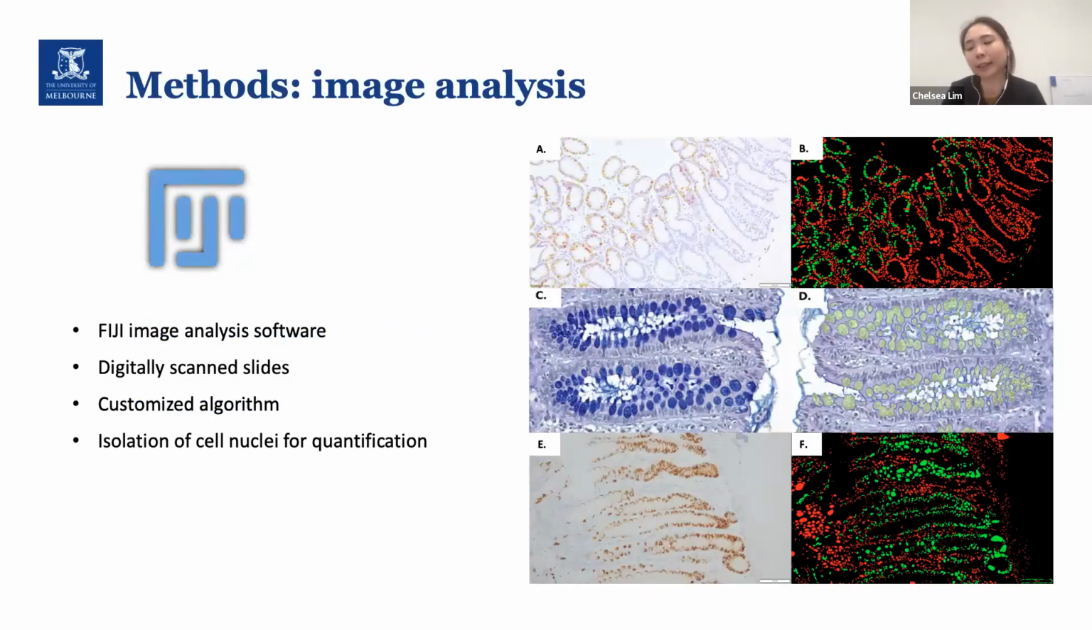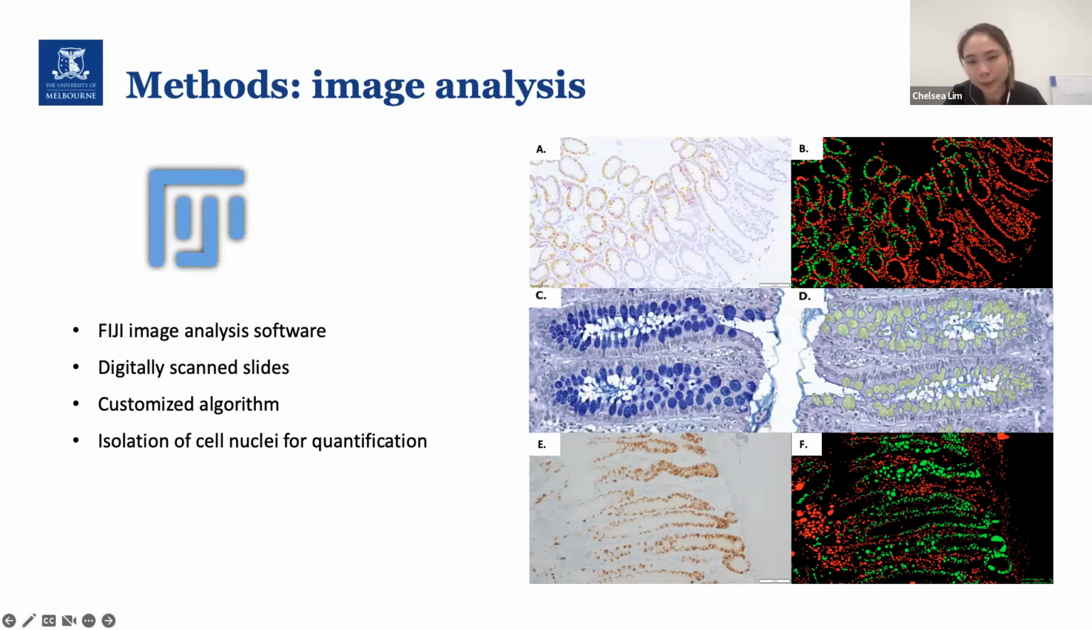Using the Fiji image analysis program, automated cell counts were generated using a customized algorithm. This involved manually selecting the regions of interest for analysis, as seen from the yellow circles here, if you can see closely, and generating individual color channels to highlight different components, such as the lamina propria versus the epithelium. An isolation of cell nuclei associated with a positive nuclear signal was performed for quantification. The images on the right depict the histologic and RNAscope images of selected microscopic fields, along with their paired Fiji images.